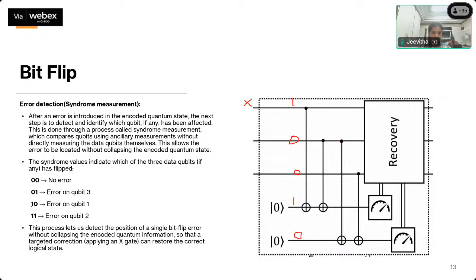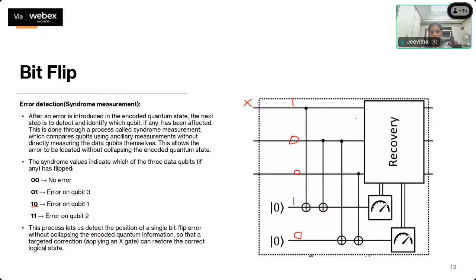Here I've given the table of measurements for the syndrome qubits. 1 and 0 means that the error has occurred on the first qubit. Similarly for the second, third, and if no error has occurred. Based on this syndrome measurement, you can easily identify where my error has occurred. All are unique. There's no ambiguity in this.